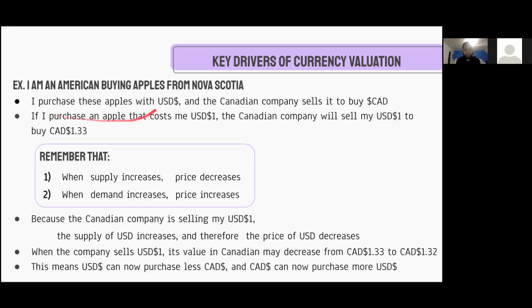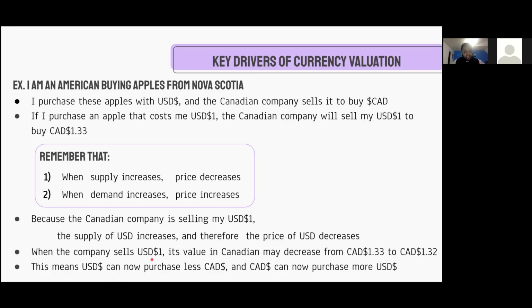So let's look at this in terms of a very specific example. If you're an American and you're buying apples from Nova Scotia, you're going to purchase these apples with your American money, and the Canadian company is going to sell it to buy Canadian dollars. So you buy an apple that costs you $1 in American dollars. The Canadian company is going to sell the American dollar that you just gave them to buy $1.33 of Canadian dollars. Remember, going back to our initial discussion of supply and demand, when supply increases, price decreases, and when demand increases, price increases. Because the Canadian company is selling the $1 American, the supply of American dollars on the open market now goes up. Therefore, the price of American dollars will go down.